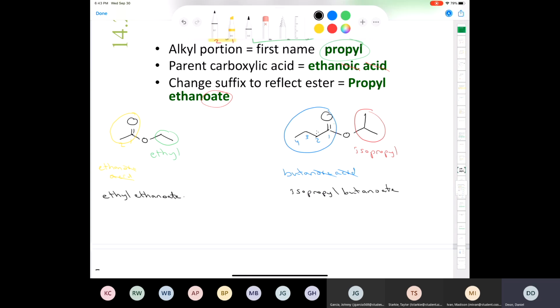How to name an ester. How to train your dragon. All right, good. All right, I promise I'll ask you some ester nomenclature.